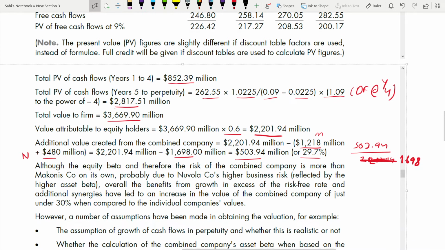Okay, now coming. You have to explain, discuss. You have to comment on the results now. So this para is just for commenting and the next is assumptions. Okay, these are the list of assumptions.